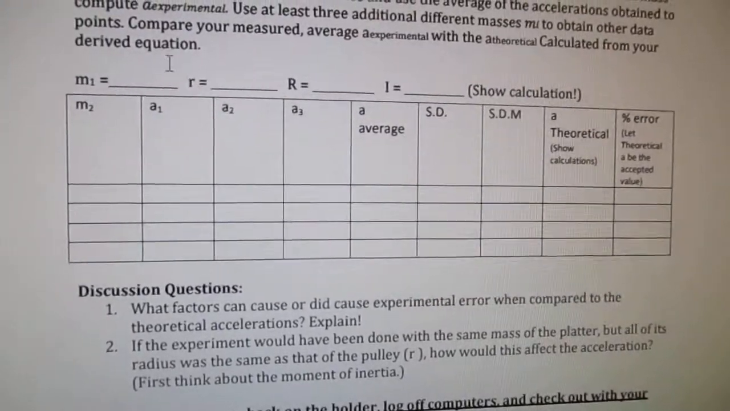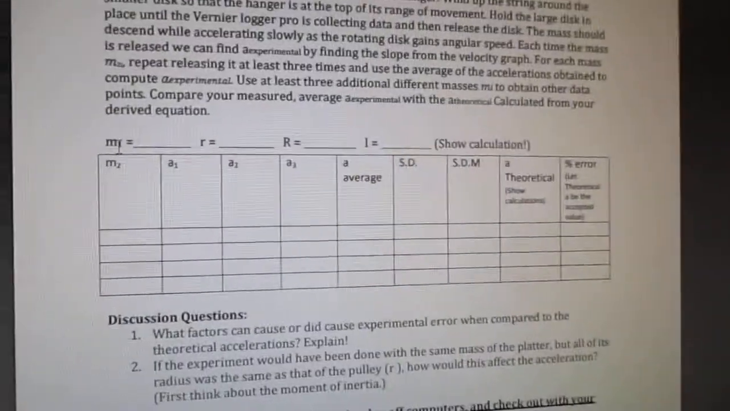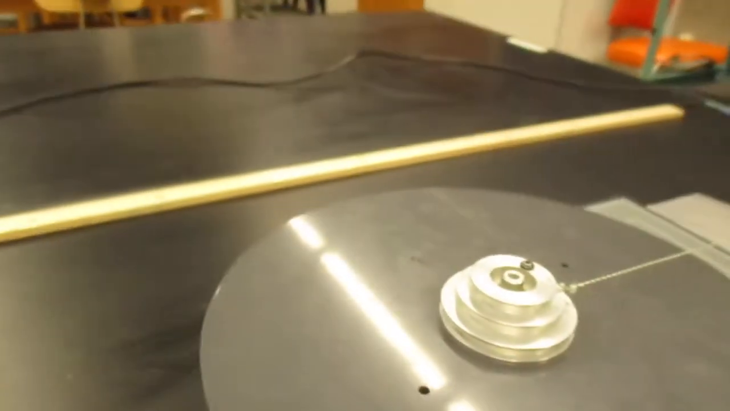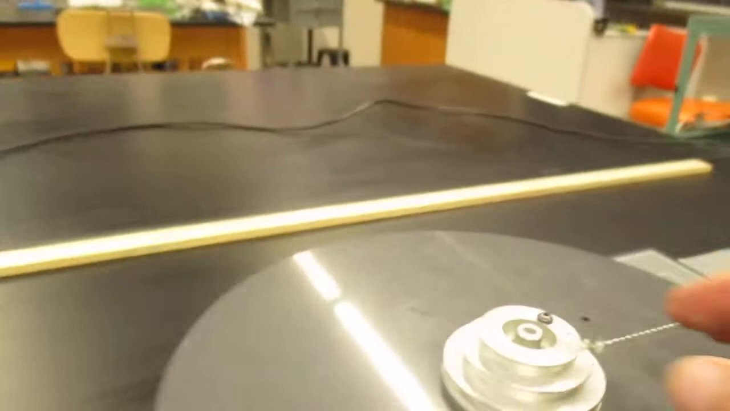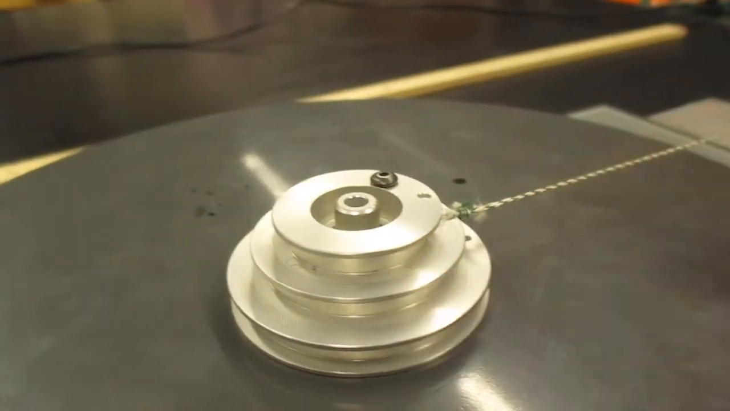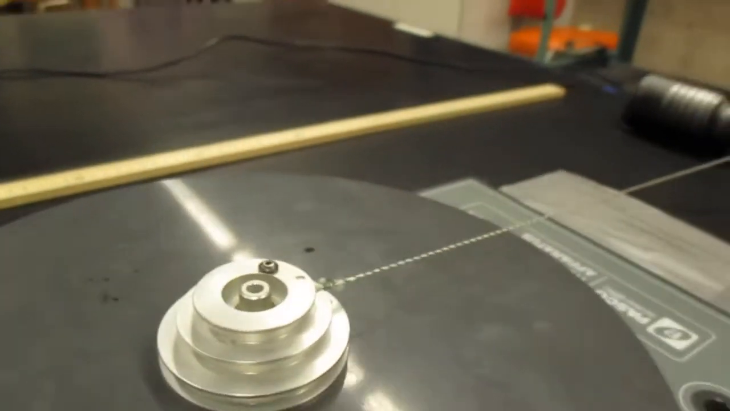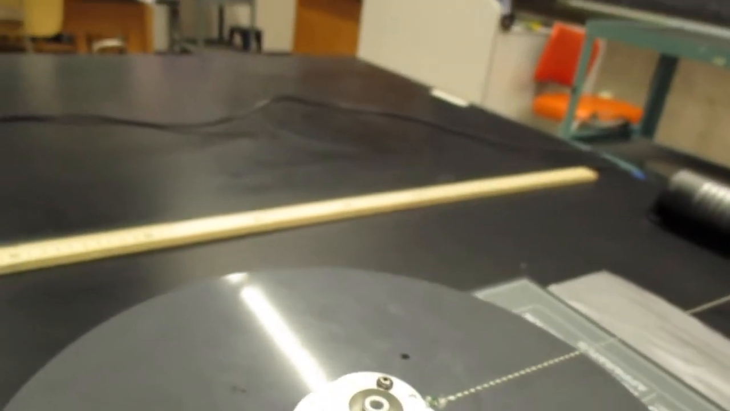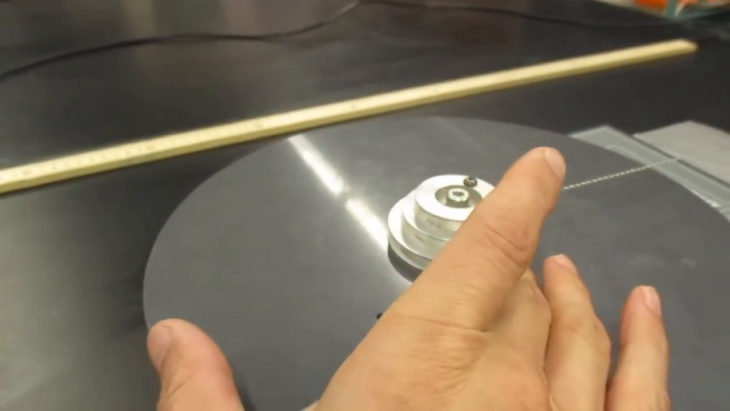Okay, so other measured quantities: mass 1, the mass of the platter. So we'll have to take this off and measure the mass. Little r is the radius of the pulley that the string wrapped around, and that's where we use our vernier caliper to measure that. Big R is the radius of the platter. We can use a meter stick to measure that radius here.